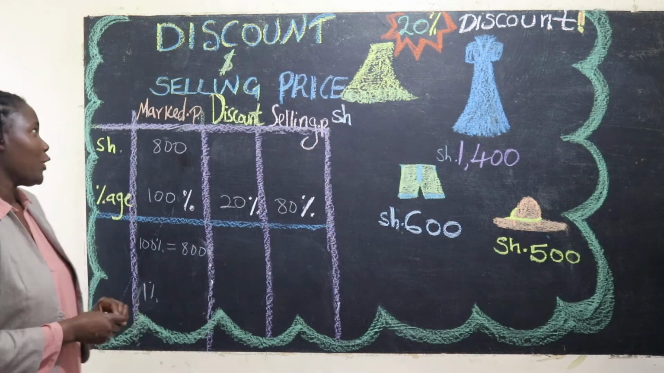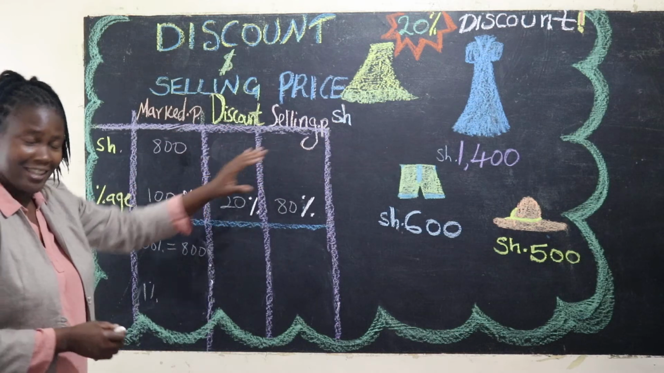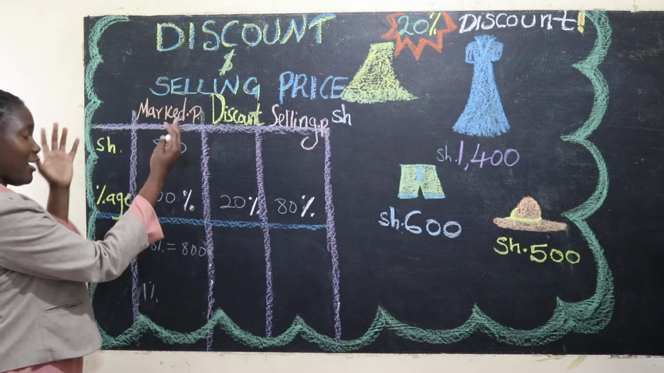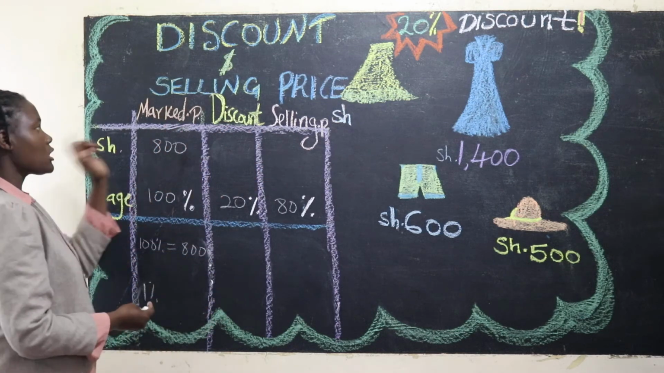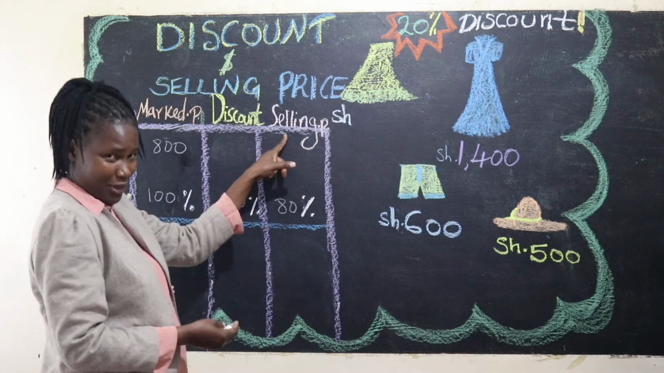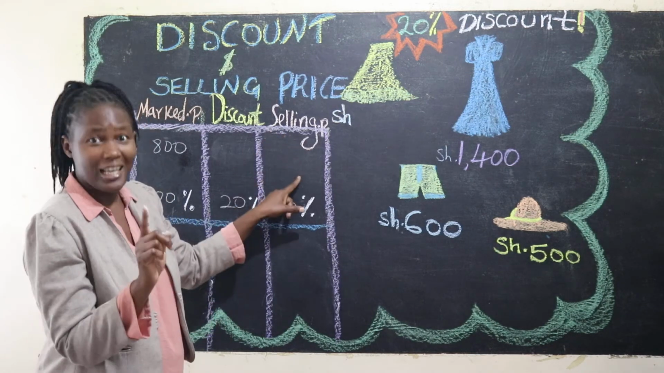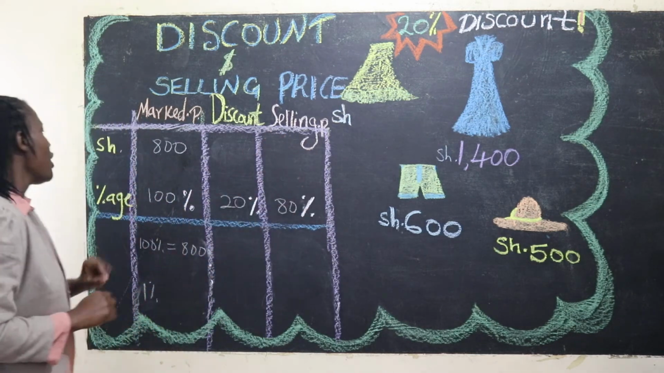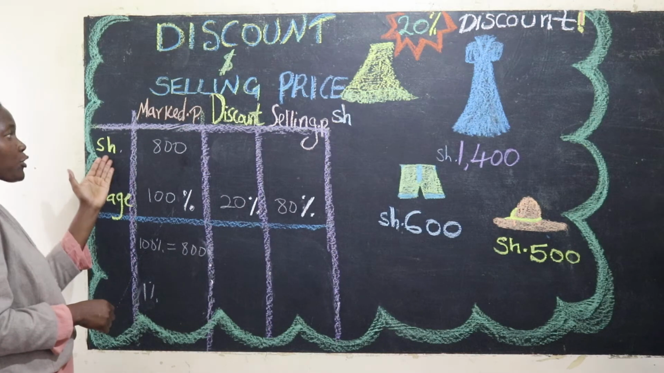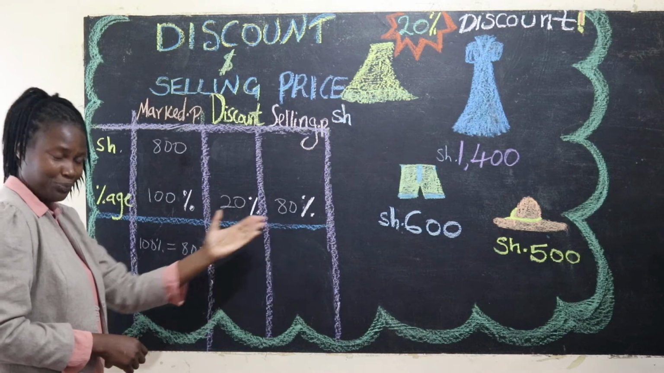Today, we're going to be doing discount and selling price. Look over here. We have a table and it shows marked price, discount and selling price. And today, we're going to be calculating the selling price. We have a row. One row is for shillings and another one is for the percentage.